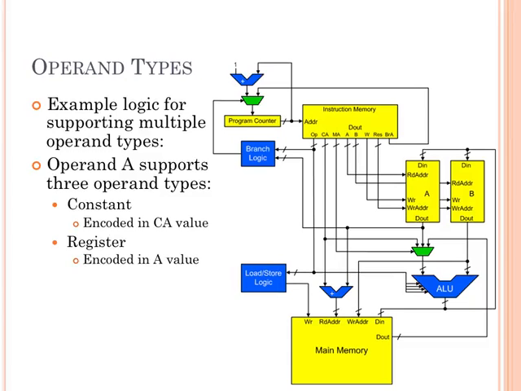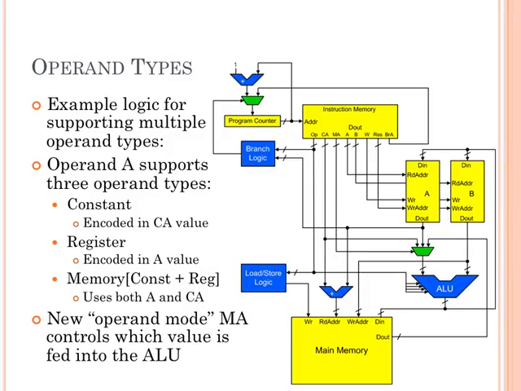A register, which is still encoded in A, like we had before, and a memory access, which is going to be indirect, a constant plus a register value. And that will use both A and CA. So you can see that CA, for example, feeds down to this little adder thing, and it also feeds into our multiplexer for the ALU. Okay. And then operand mode MA, which I already talked about, is what controls these various components.